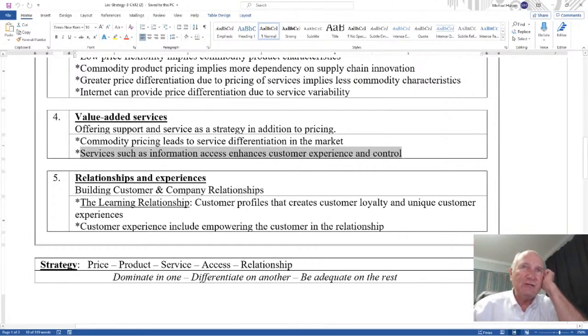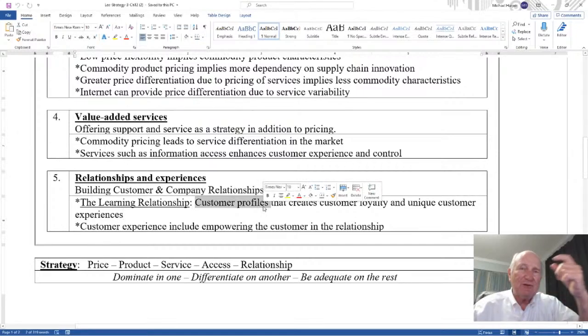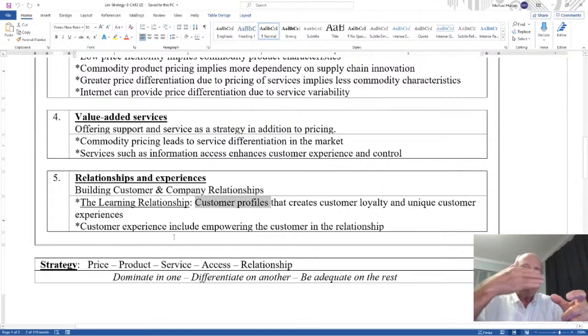Okay, relationship and experiences. Building customer and company relationships. The learning relationship, customer profiles that creates customer loyalty and unique customer experiences. So the learning relationship says that the customer profiles are developed so that the service to each individual customer or groups of customers will create customer loyalty. How? By learning what the customer wants, what the customer needs, which factors will create loyalty in different customers.